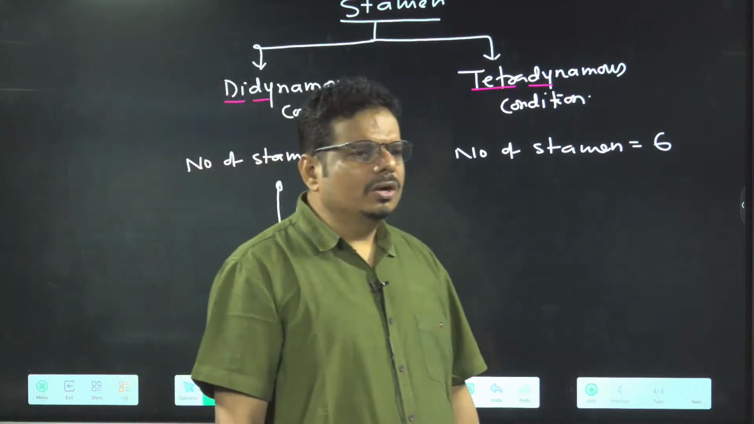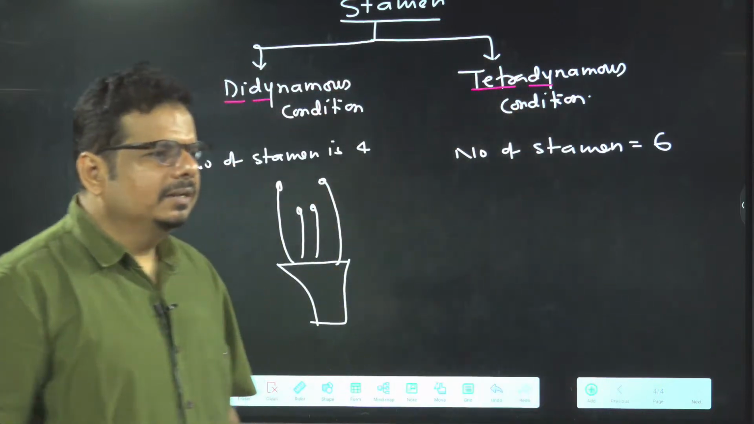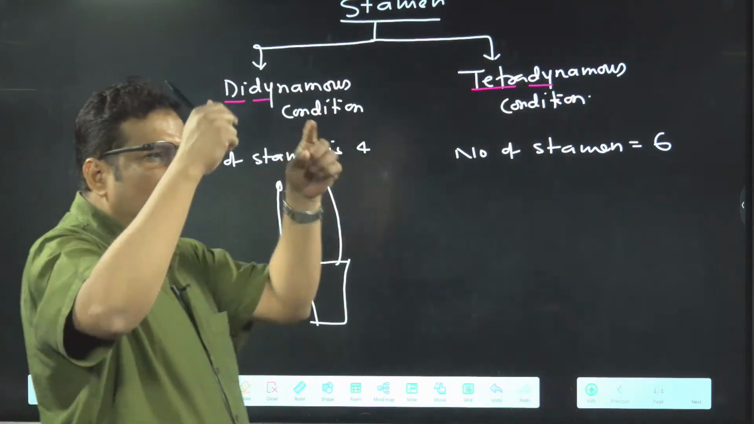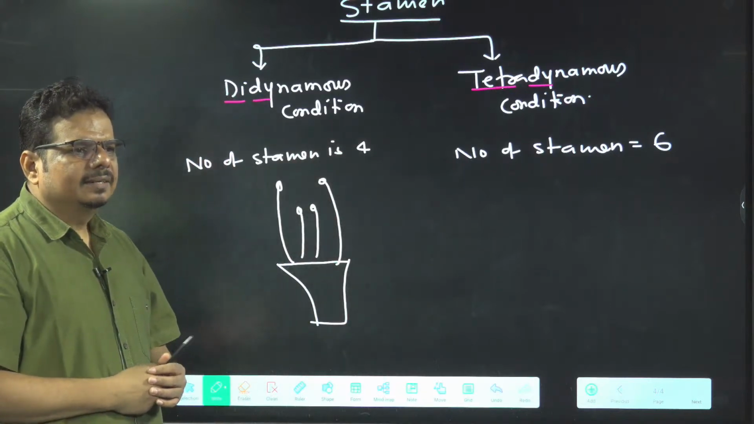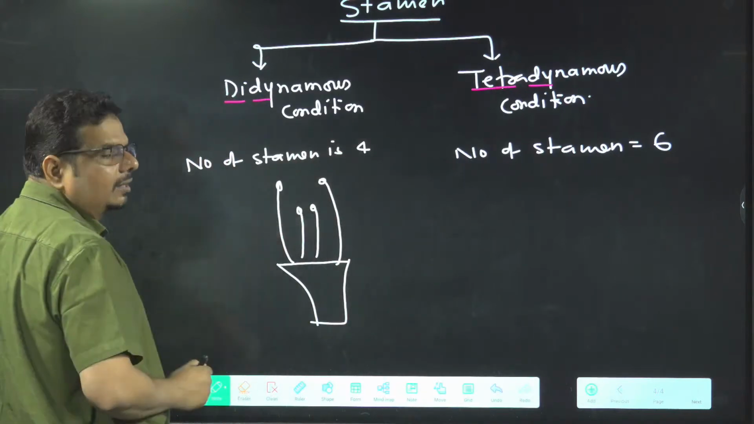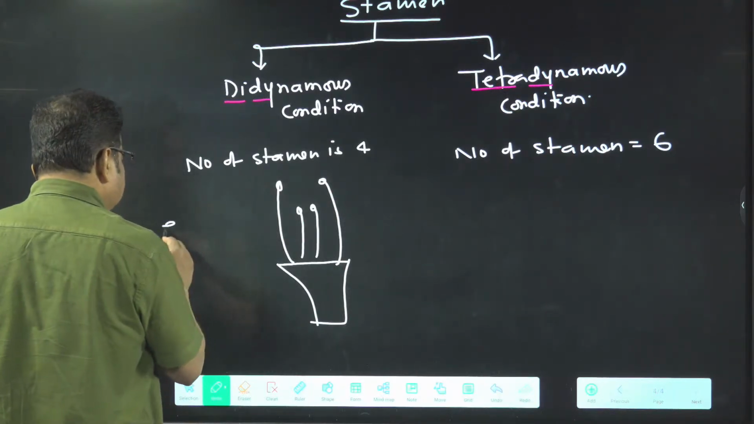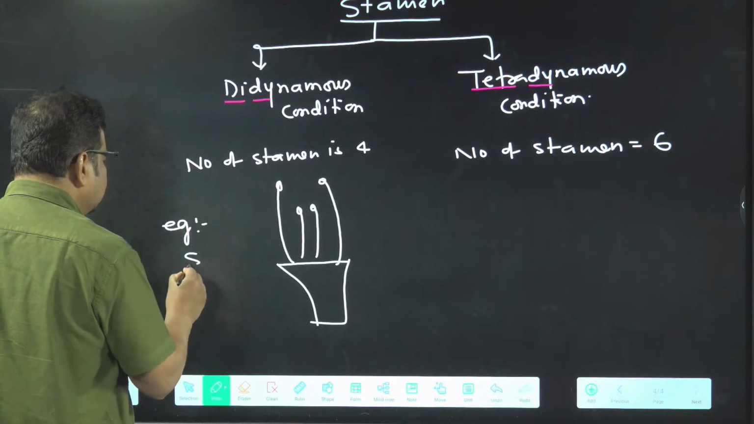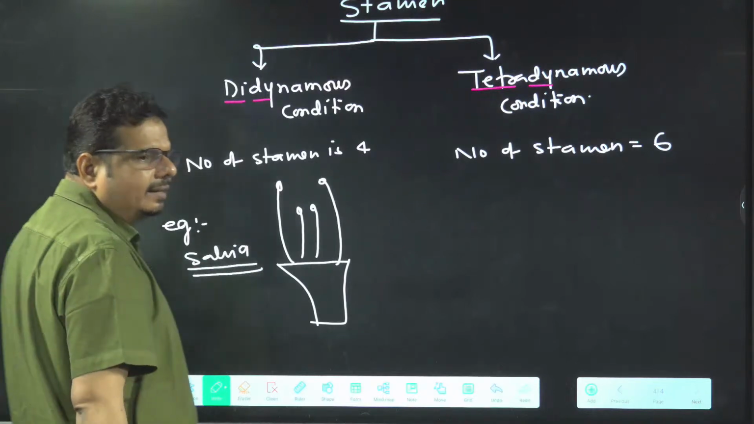So 2 are long, 2 are short. You draw this diagram. Who is long? Outer is long, and who is short? Inner is short. Clear or not clear? So outer long, inner short: didynamous condition. An example of that particular condition is Salvia. This Salvia example is written in NCERT, no?